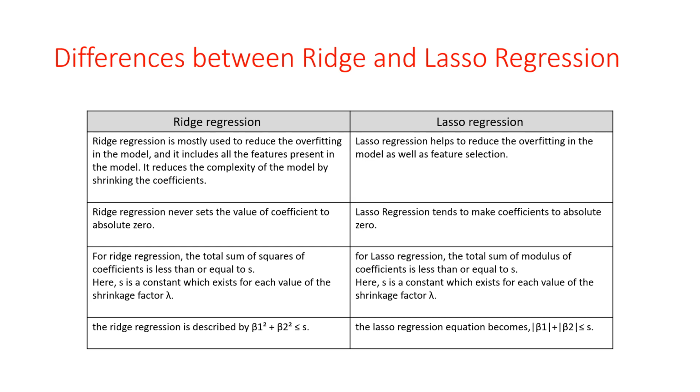And the last difference is that ridge regression is described by b1 square plus b2 square is less than or equal to s. And the lasso regression equation is modulus of b1 plus modulus of b2, the sum of the modulus of the coefficients, is less than or equal to s. So this is the difference between ridge regression and lasso regression. Thank you.